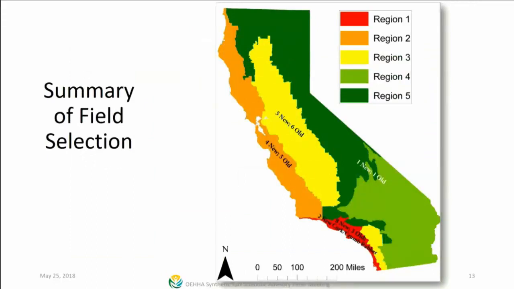Here's a map of California summarizing the number of fields sampled per region. Overall, OEHHA with the Lawrence Berkeley National Laboratory sampled 35 fields. 33 were crumb rubber infill fields, and 2 were new synthetic turf fields containing cork and crumb rubber mixed infill.